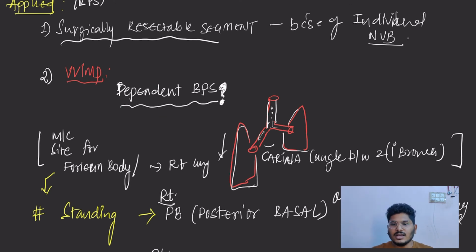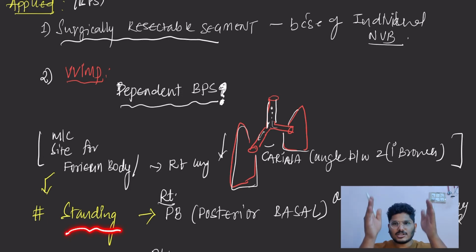As we already discussed, the carina is the angle between the two primary bronchi. So this carina angle is in such a way that the right bronchus is more vertical and the left bronchus is more horizontal. Therefore, the right bronchus is the most common site for aspirations, foreign bodies, infections too. But which is the dependent part in this right lung? That we need to know.